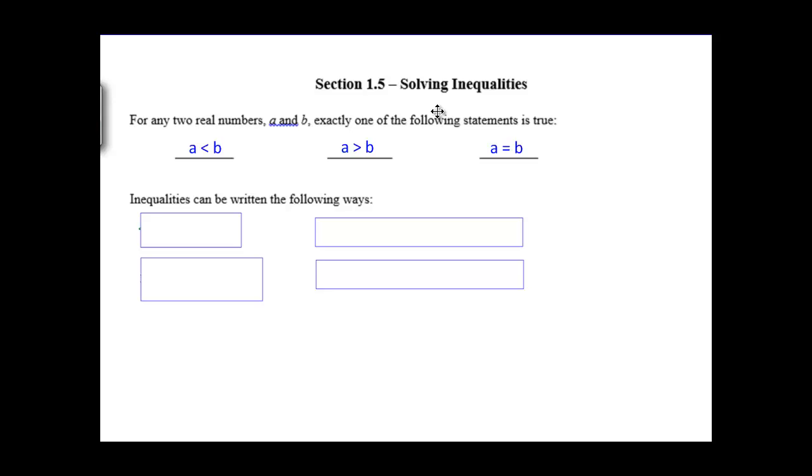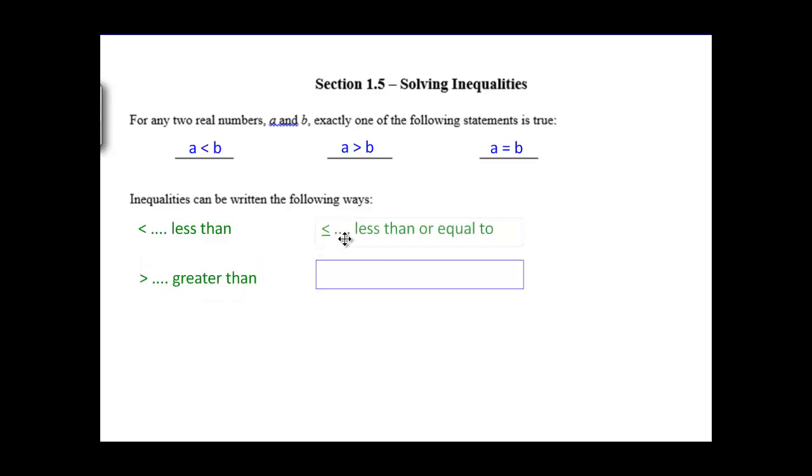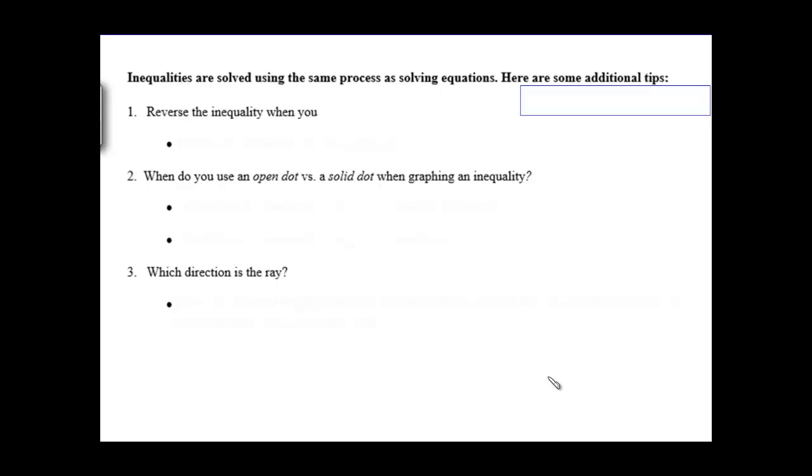So inequalities can be written in the following ways. We can say greater than, less than, less than or equal to, or greater than or equal to. Inequalities are solved using the same process as equations. Meaning, if I have 3x plus 4 is greater than 7, we would subtract the 4, then divide by 3. The only difference is we're going to have this inequality.